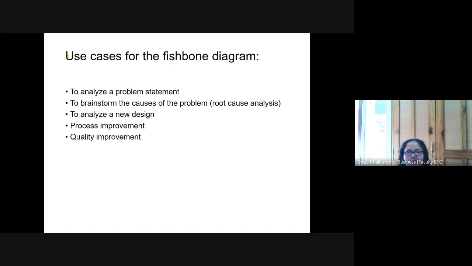Okay, so use cases for the fishbone diagram, right? To analyze a problem statement, you can do that. To brainstorm the causes of a problem, to analyze a new design, for process improvement, for quality improvement. So these are the cases where you can use a fishbone diagram.